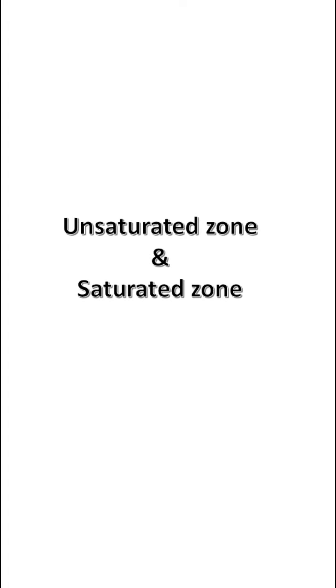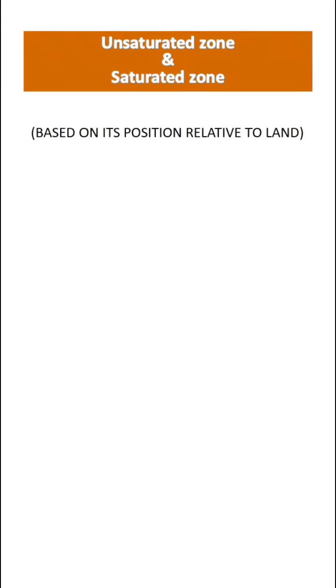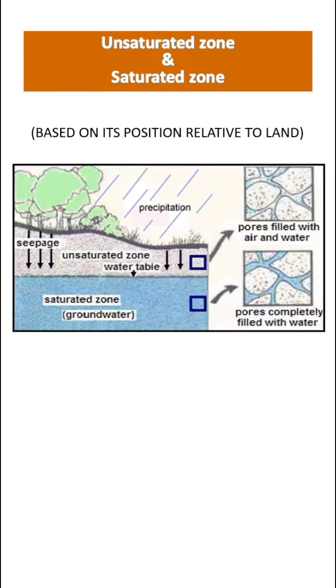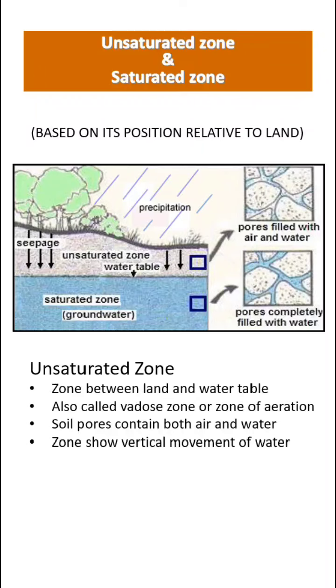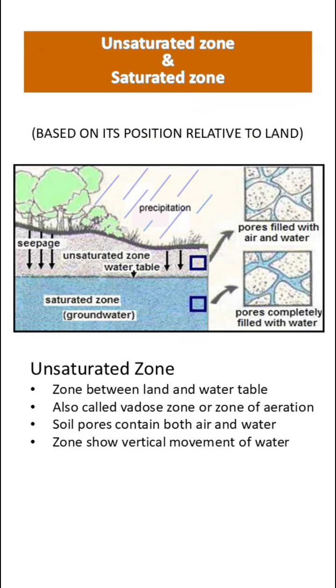Alright, let's see how we can categorize groundwater. One of the most common classifications of groundwater is into an unsaturated zone and a saturated zone. This is based on the relative position of the water in the soil. The unsaturated zone is the zone present between the land surface and the water table, and is also called the vadose zone. Here the spaces in the soil contain air as well as water.